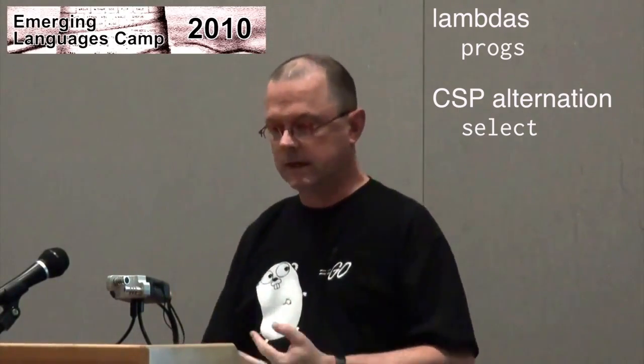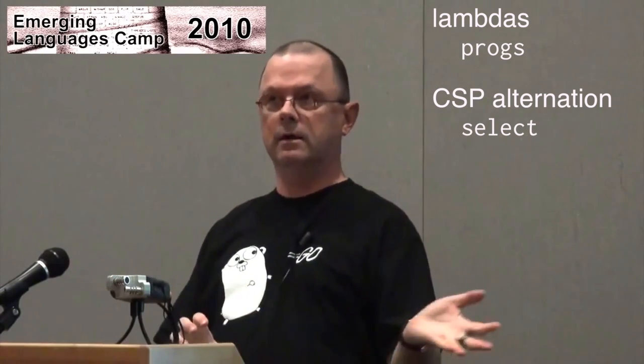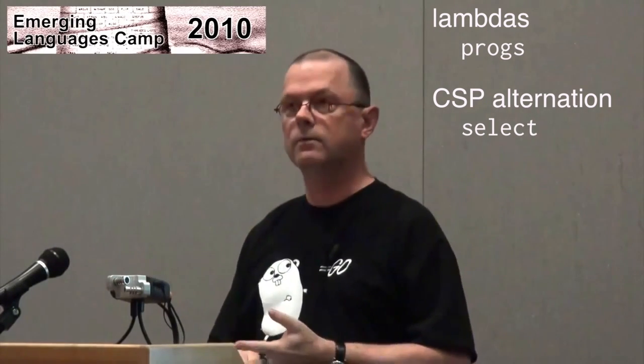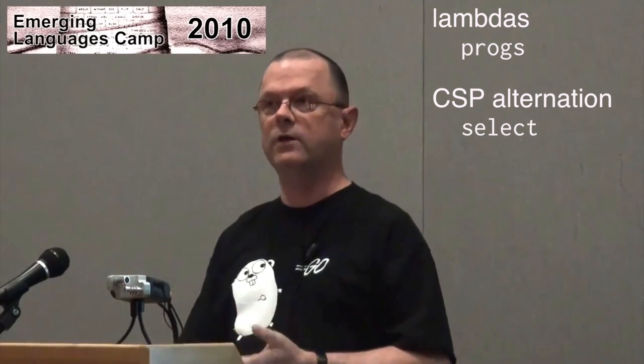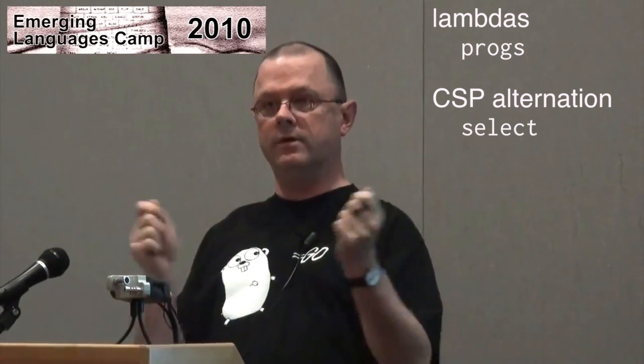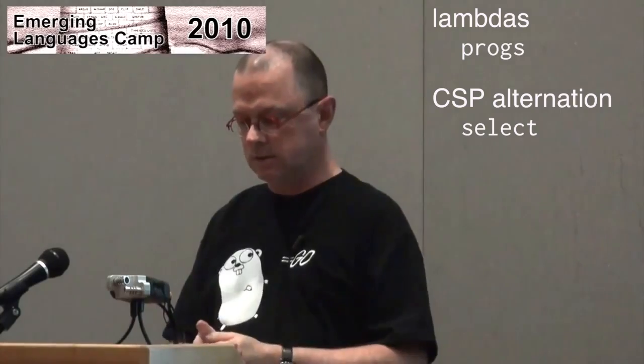Newsqueak had lambdas, which I called probes in the language. It had a select statement, which was essentially the alternation of CSP, but it was restricted to communication. You couldn't write composite conditions on those branches. It also had two things that you may recognize, for you guys, that are going to turn up in Go.